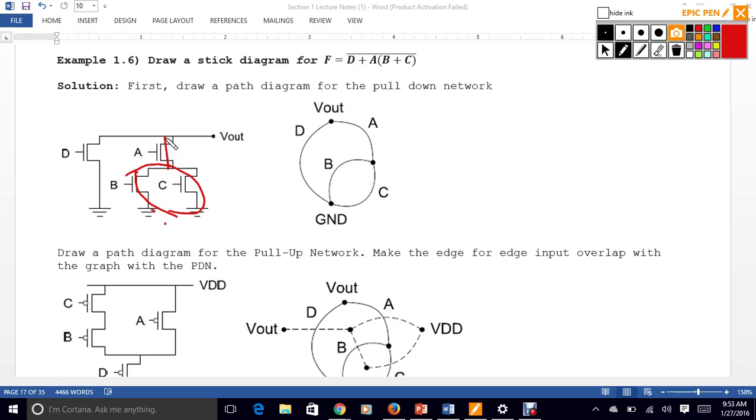It follows the same thing. So instead of just drawing it out like this, you have to think of it in terms of paths, because when you draw your stick diagrams, you're actually going to be converting that to how it looks at the physical layer of the transistor.